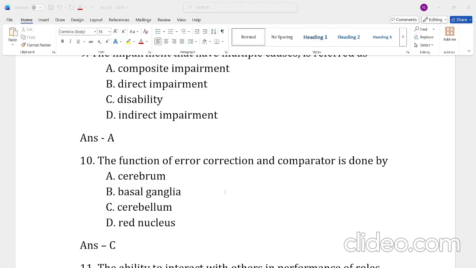It receives a copy of the intended motor plan from the cerebral cortex. It receives continuous real-time proprioceptive sensory feedback from the muscles and joints regarding the actual movement being performed. It compares the intended movement with the actual movement. If a discrepancy exists, it detects the error and sends corrective signals back to the motor cortex and brainstem to adjust the movement smoothly in real time. This is how the cerebellum helps as a comparator and error detector, right? Now comes to our next question.